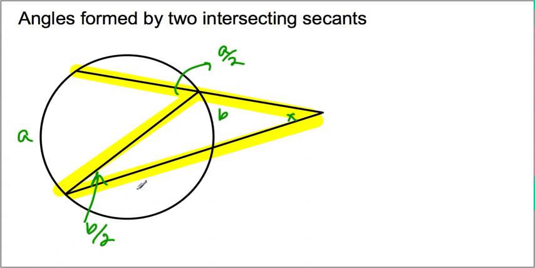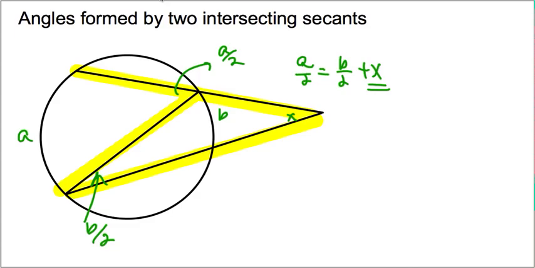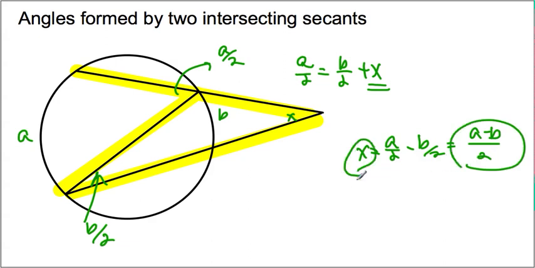Then what's the relationship between A over 2, B over 2, and X? Since A over 2 is the exterior angle, A over 2 must be equal to B over 2 plus X. Then how do you find what X is equal to? Just like earlier, to keep X, we have to subtract B over 2. Then X will be equal to A over 2 minus B over 2. If you combine them, that's equal to (A minus B) over 2. That becomes our second formula.